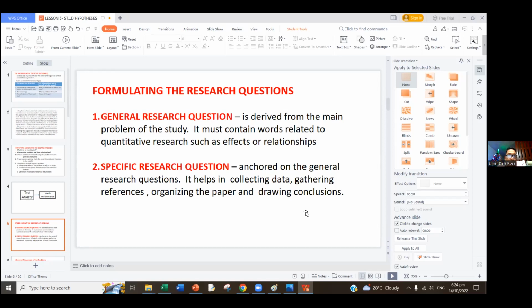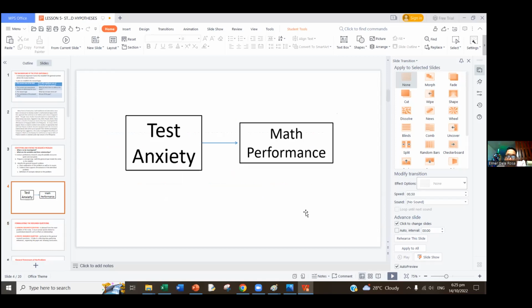So ulitin ko, yung model natin is, we want to find out whether test anxiety is related to or influencing math performance. Pero hindi to experimental, ha? This is not experimental, because if this is experimental, you will allow students to engage in activities that will make them anxious deliberately, and that is unethical. Okay? So let's have this example. Ulitin ko, this is our model.